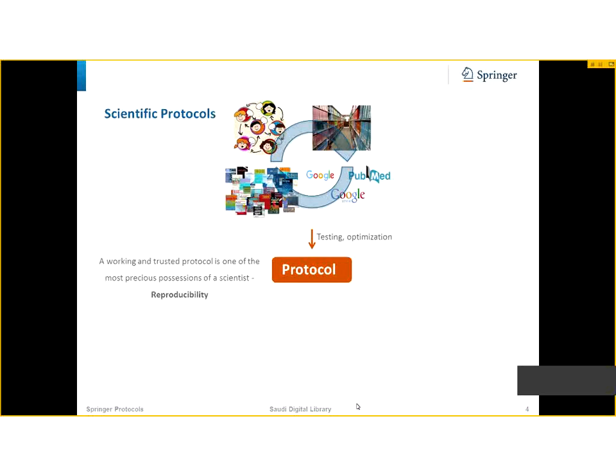Once you have this protocol, you test it, you optimize it for your particular experiment, the one that you want to do. And as soon as you have a protocol that is working and that you can trust, this is really one of the most precious possessions that a scientist can have, because it ensures reproducibility. It ensures that every time you do an experiment, the experiment will work.